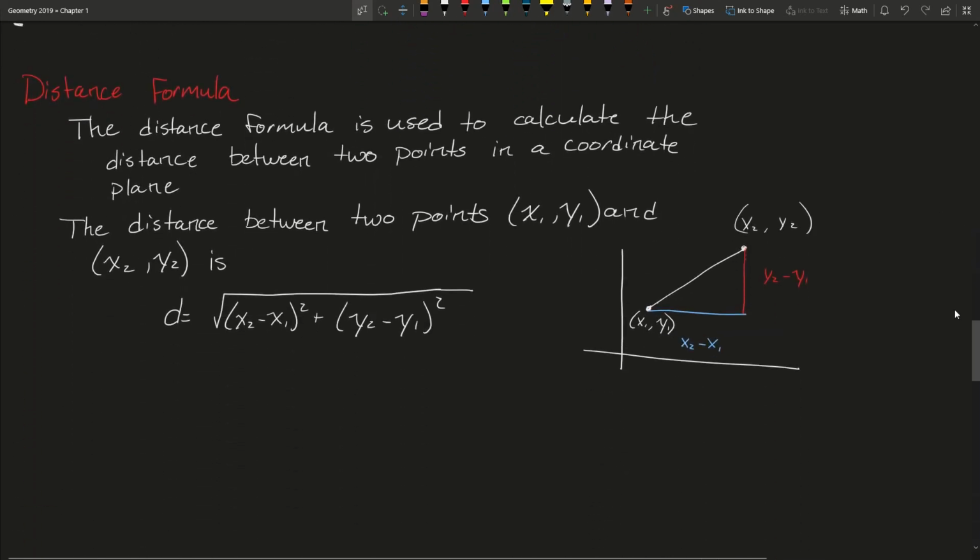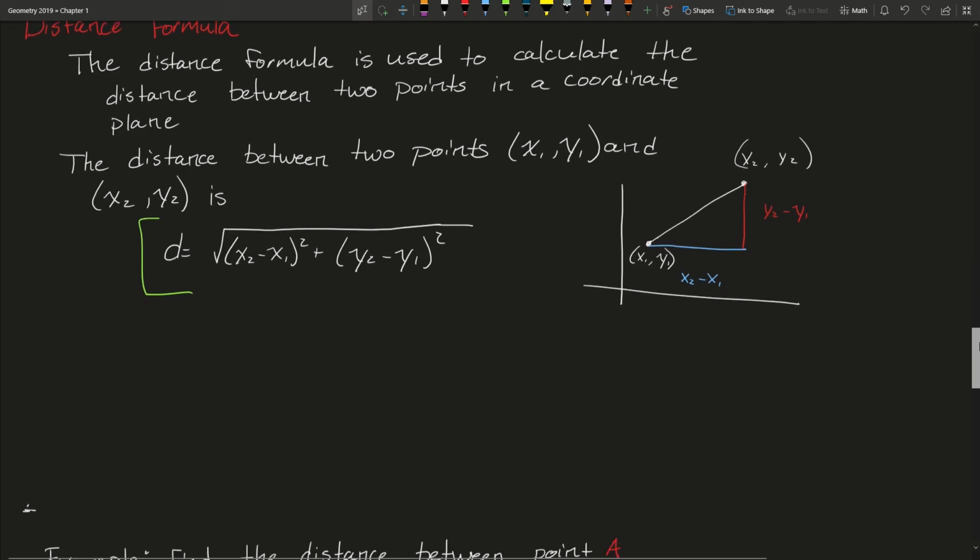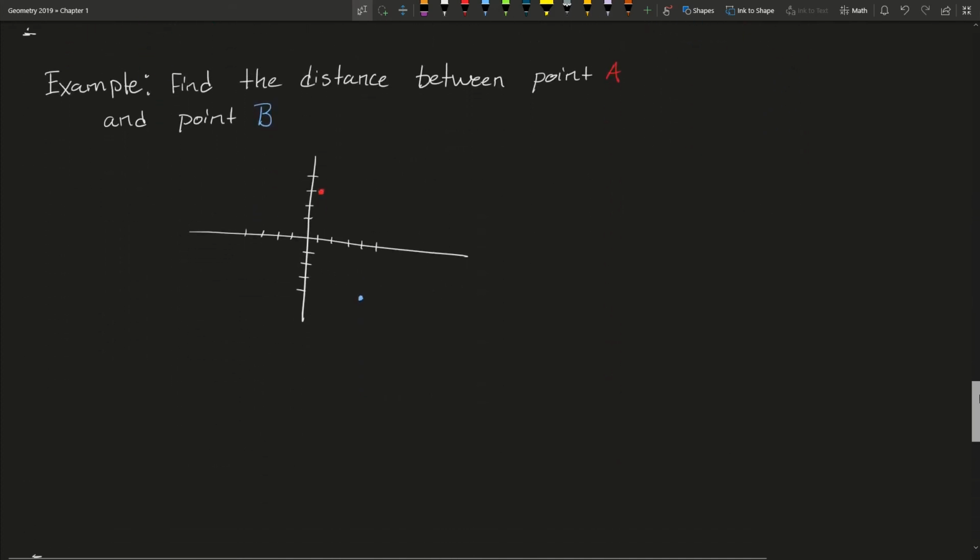The next big thing that we need to talk about is the distance formula. The distance formula is used to calculate the distance between 2 points in a coordinate plane. The distance between 2 points, (x1, y1) and (x2, y2), is this giant thing right here, which you should memorize. This is based off the Pythagorean theorem, but we will get to that at a later chapter. So once we have that formula down, then we can answer questions about it.